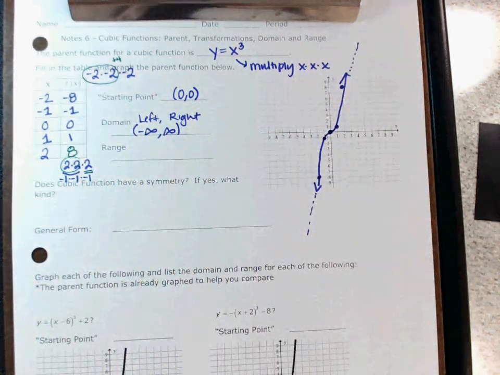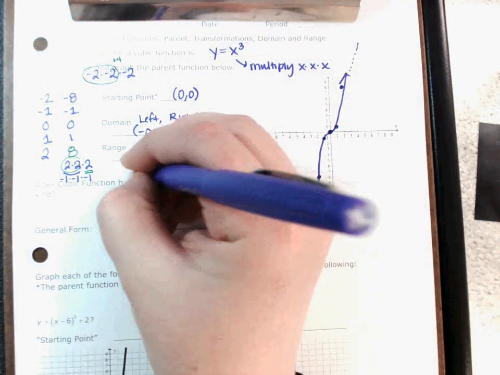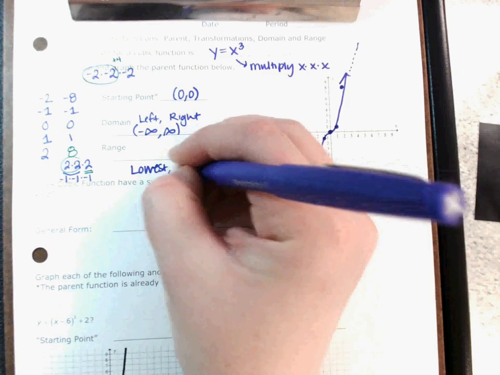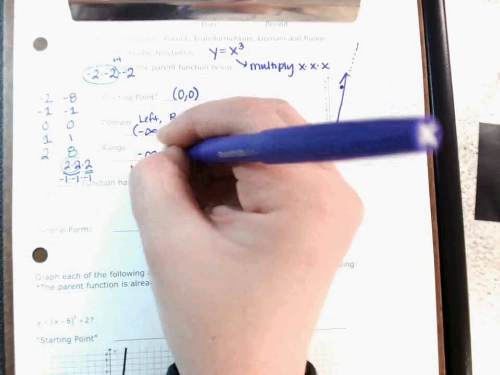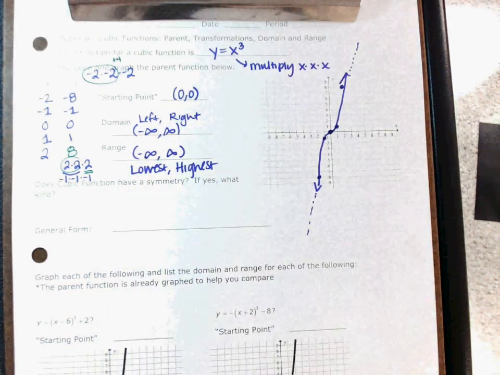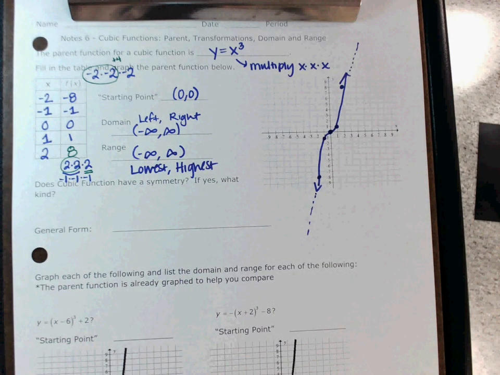And then if we want to talk about the range, remember that's the lowest point and then the highest point. Those are also going to be -infinity to infinity, because your graph is extending both ways. It doesn't turn around like a parabola does, and it doesn't have a starting point like a square root function does.